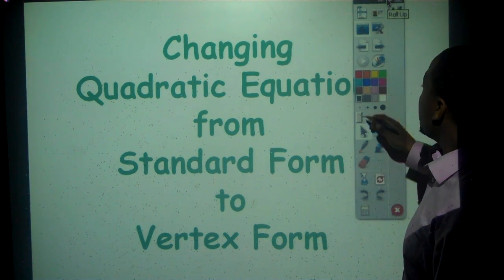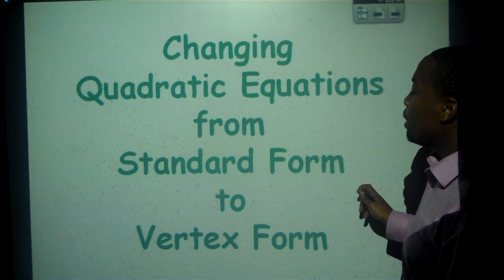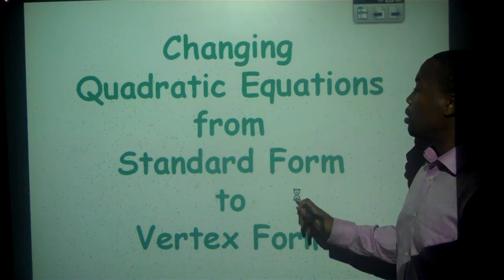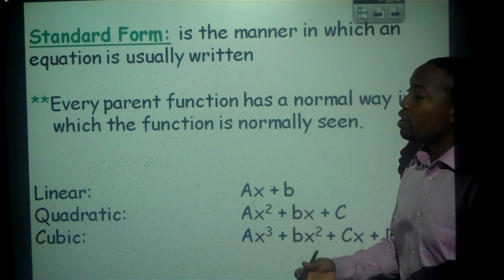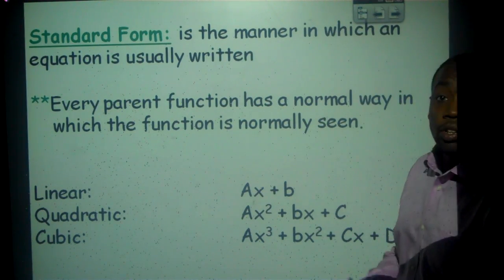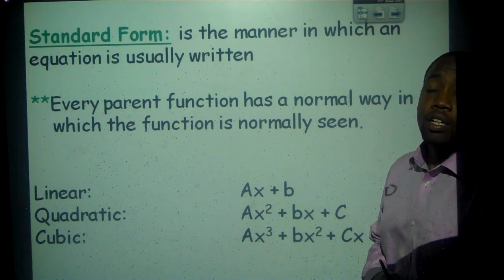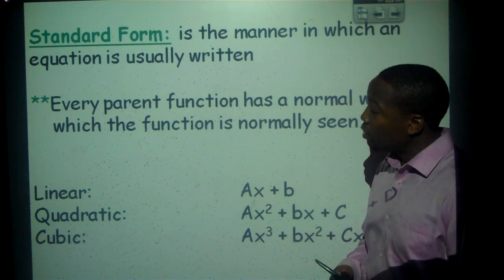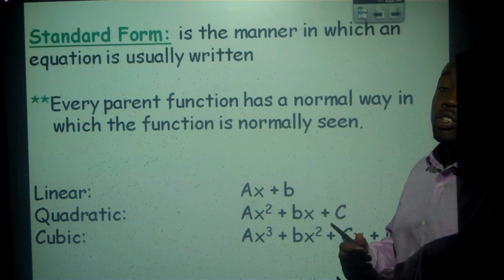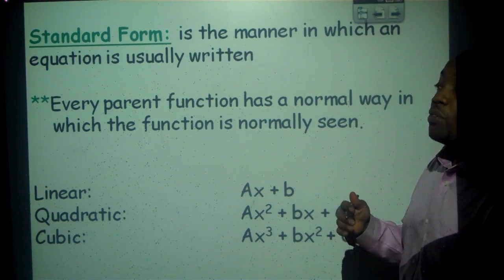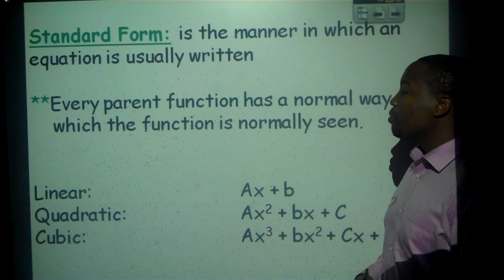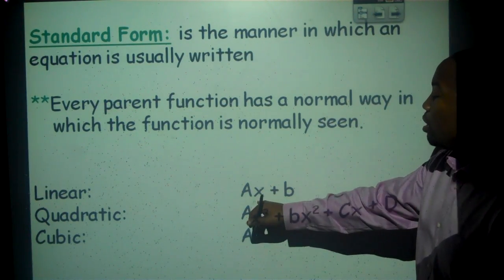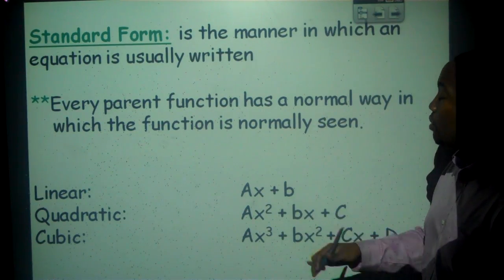So, first of all, what is standard form? Standard form is the manner in which an equation is usually written. Now, of course, we've been looking at a lot of vertex form recently. You didn't necessarily know that, but vertex form is what we've been using so we can find the vertex of a parent function.